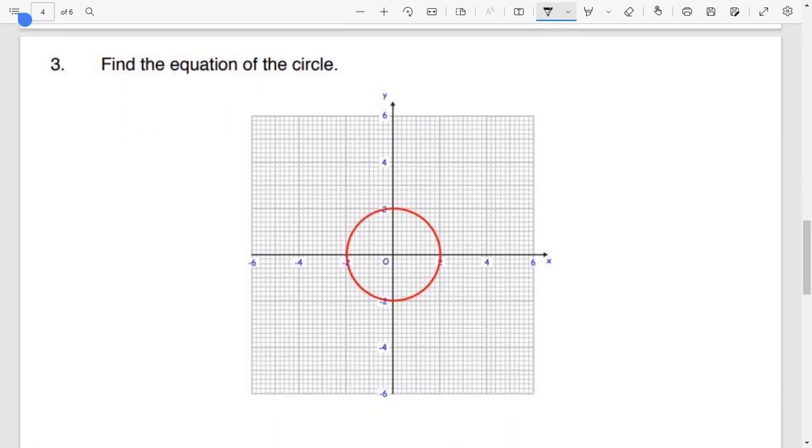Alright, let's go through one more set of questions. Let's say, find the equation of the circle. Right, we see that the center is in the middle, so it's going to be x squared plus y squared, and the radius is 2, because we go from 0 to 2, so it's going to be 2 squared, so it's going to be x squared plus y squared equals 4.